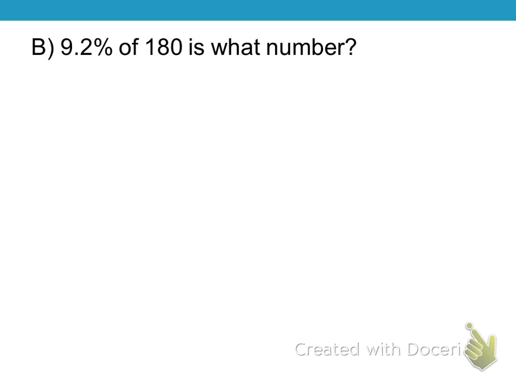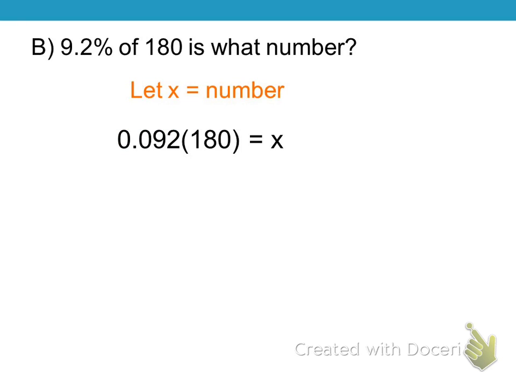9.2% of 180 is what number? I said 0.092. Well, first you gotta let X equal a number. 0.092, of means multiply, 180, is my equal sign. What number is my X? 16.56.